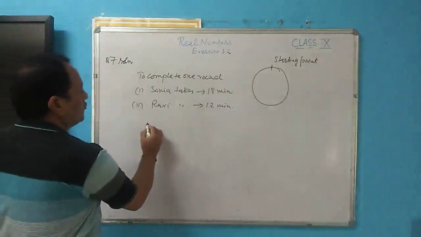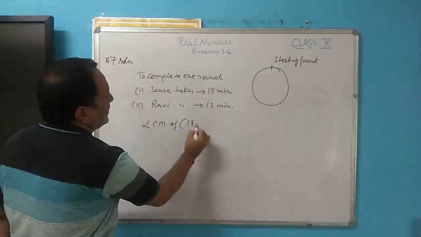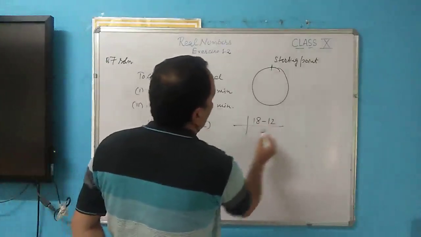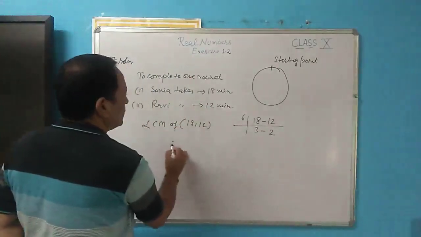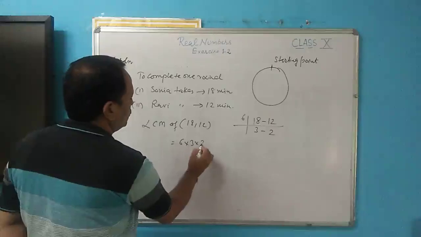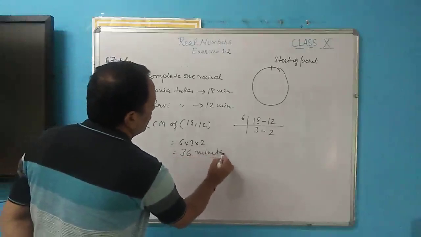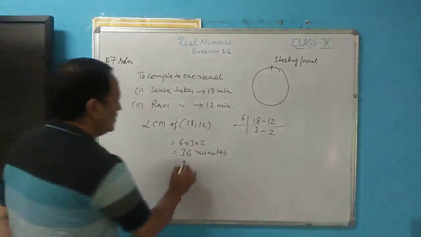So to find out that, we will find out the LCM of 18 and 12. So 18 और 12 का अगर हम LCM find out करें, so LCM comes out to be 6 into 3 into 2, 36 minutes. So again they will meet at the starting point after 36 minutes.